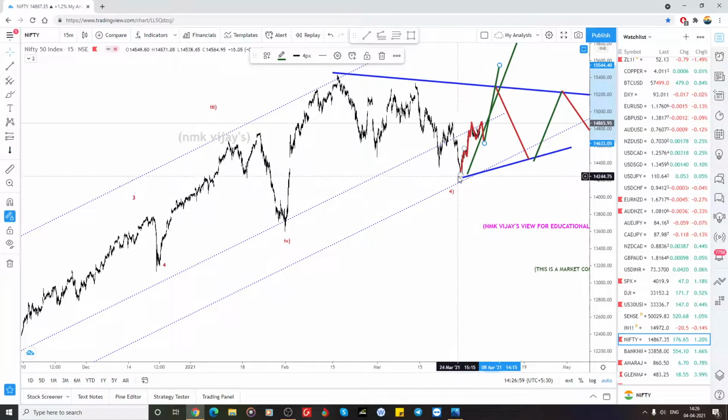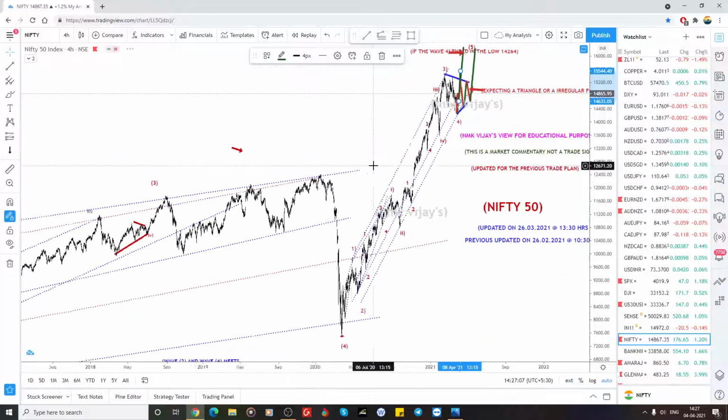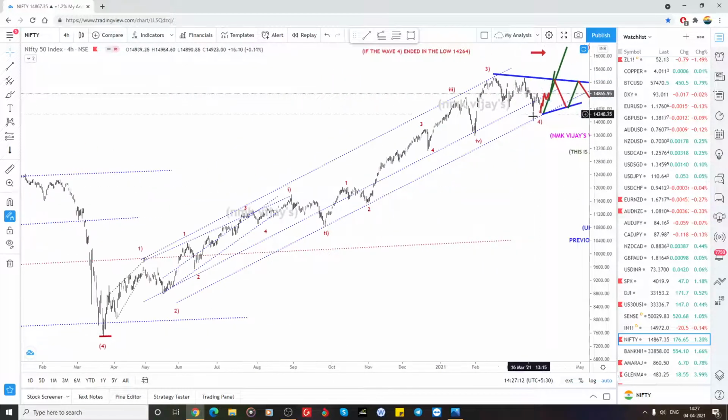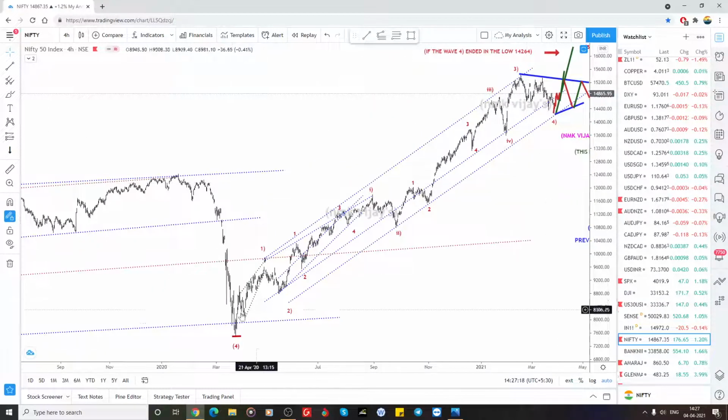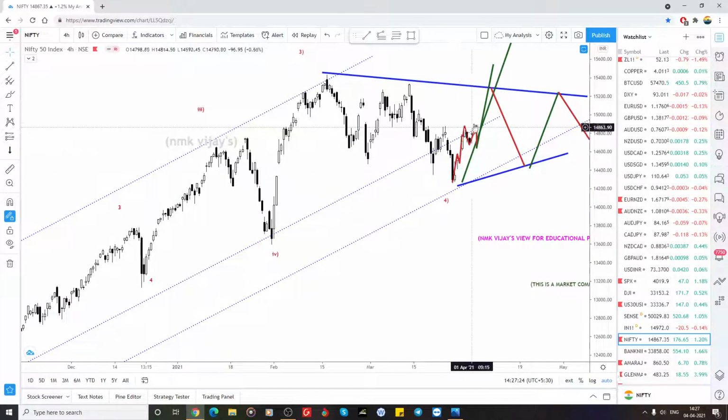If it closes below 14,260, that will be a question mark, because this is an equidistant channel, and it is making a support here. If it comes below this, that will be out of the channel also. And this could be anything else, we have to change everything. So as of now, let's play for this view only.